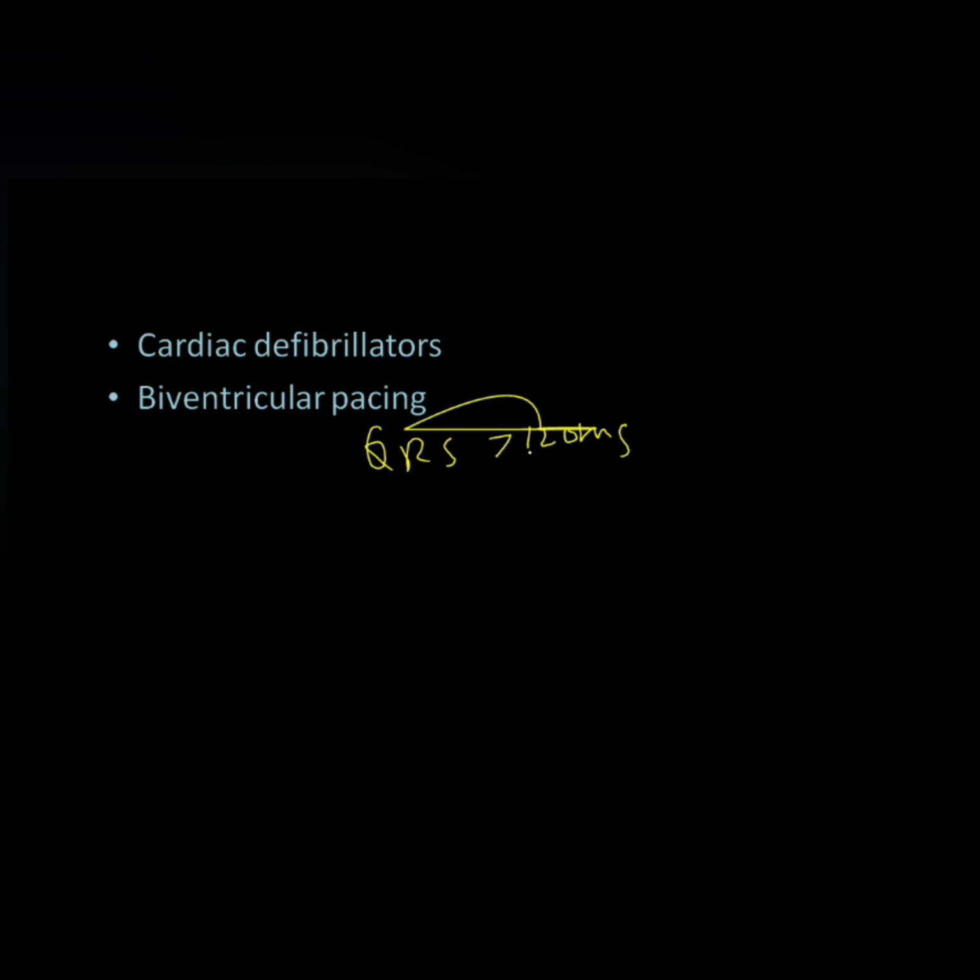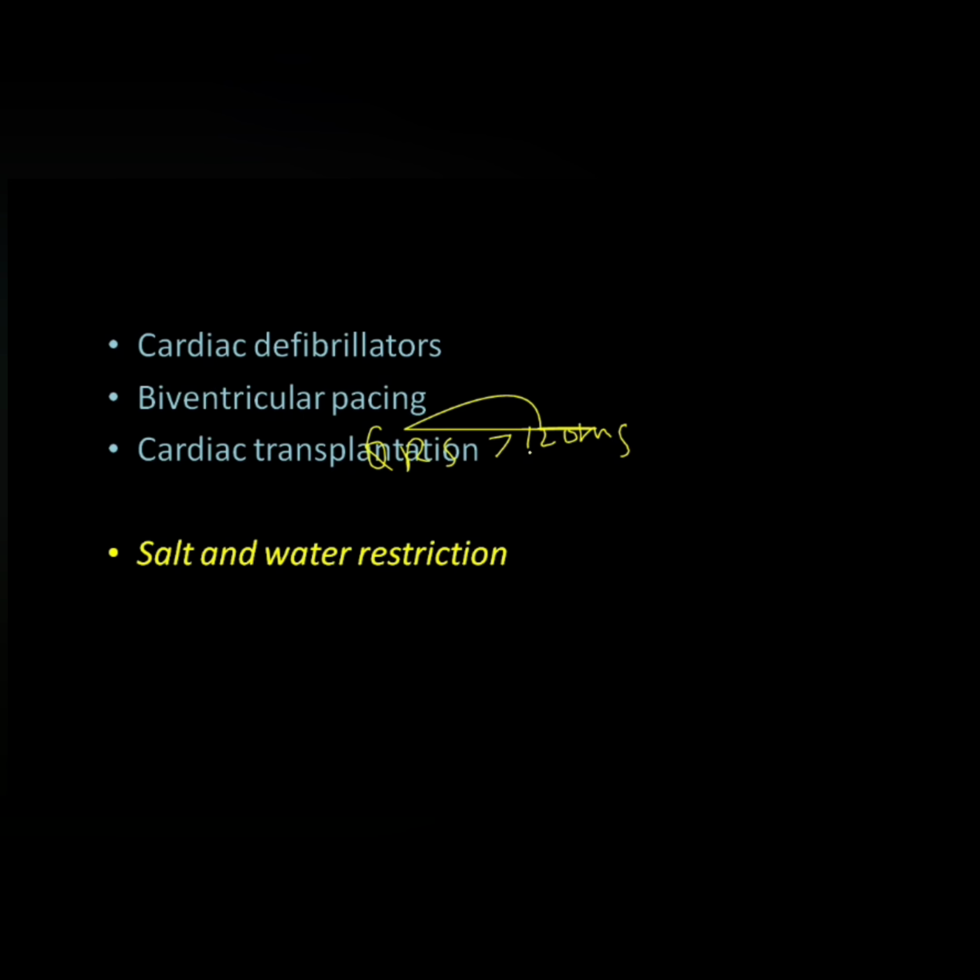If the person has any other abnormalities, like rhythmic disorders, you can use cardiac defibrillators. Or when both ventricles have a problem, you can use biventricular pacing. This you use whenever the QRS is more than 120 milliseconds. And cardiac transplantation is the last option for people with severe heart failure. Salt and water restrictions are non-pharmacological measures which have to be instituted by the patients.